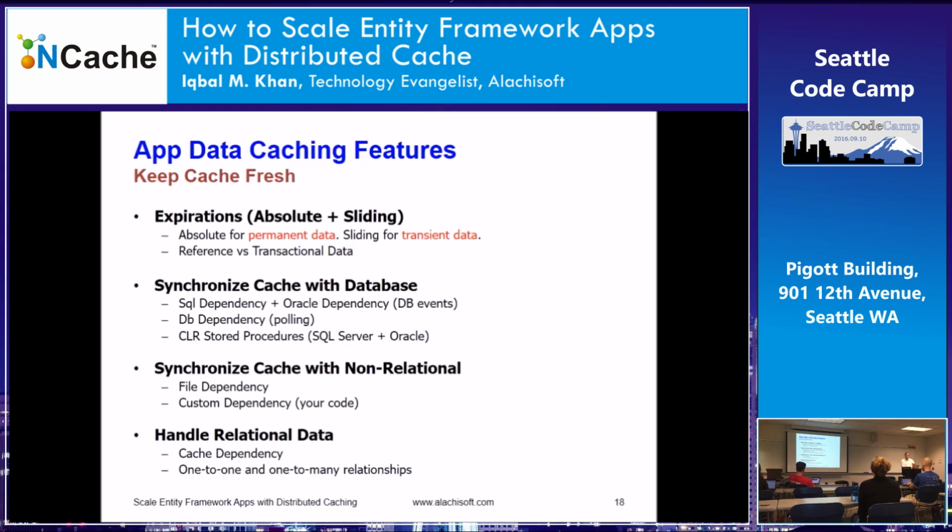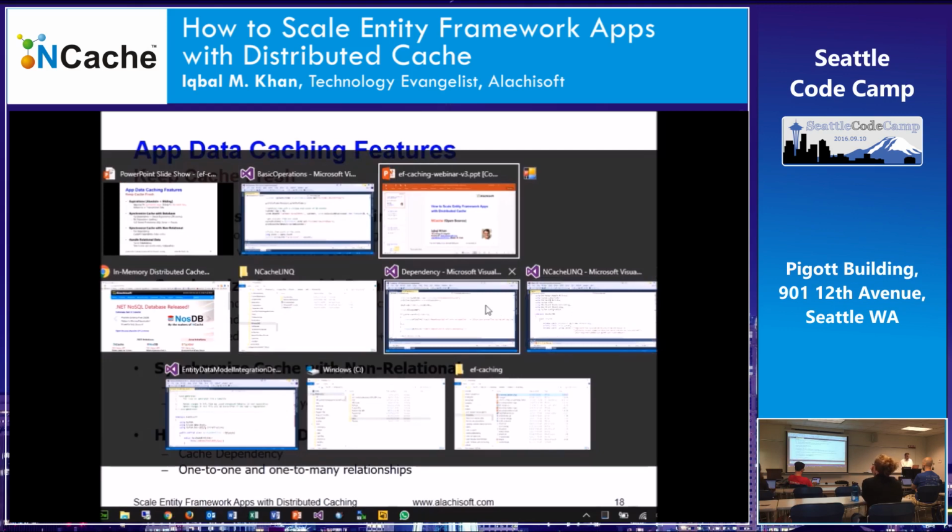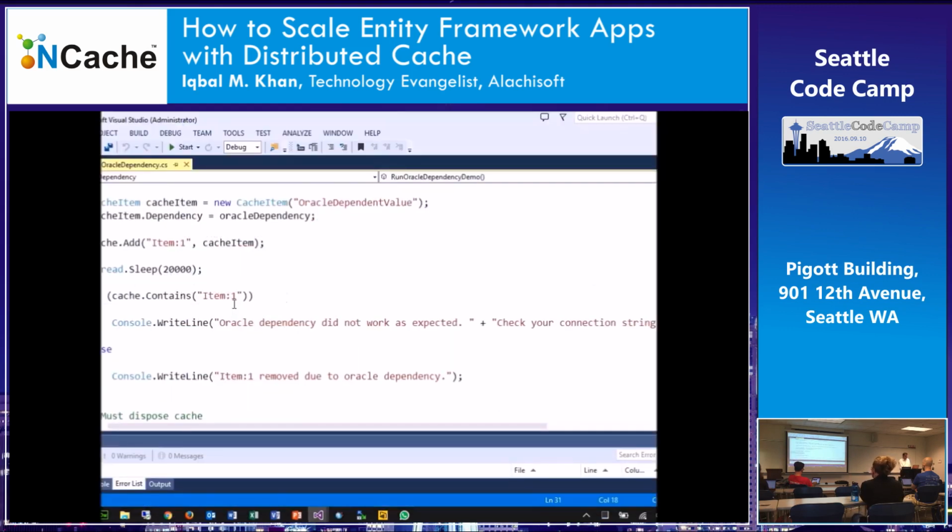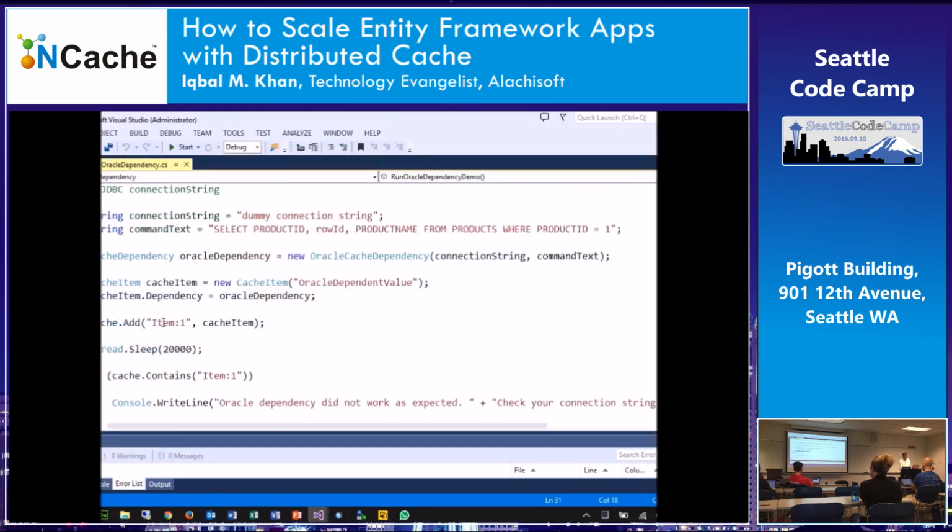So SQL Server has a feature called SQL dependency. I think ADO.NET also has this as an Oracle dependency, so you can do the same for Oracle. So with a SQL dependency, when you are creating the object and adding it to the cache, you just create a dependency with a SQL statement. This example is the Oracle dependency.